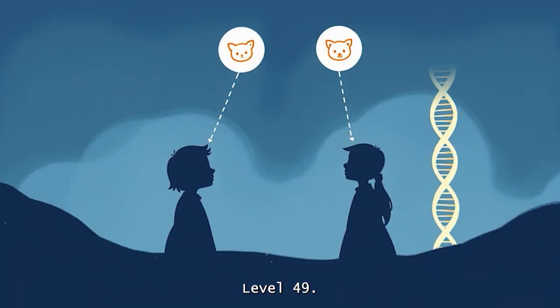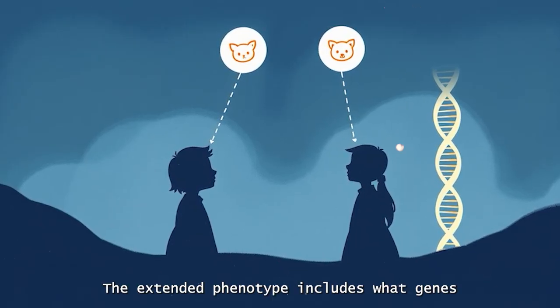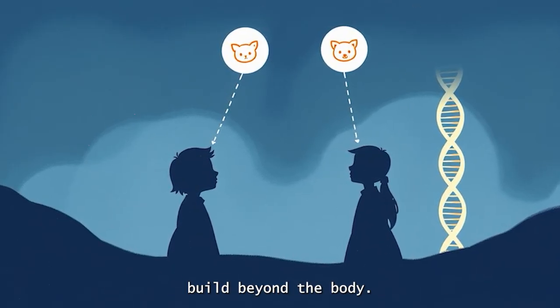Level 49. The extended phenotype includes what genes build beyond the body.